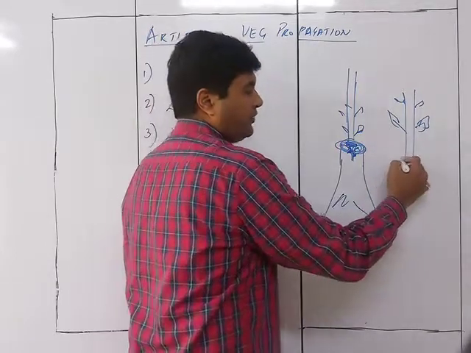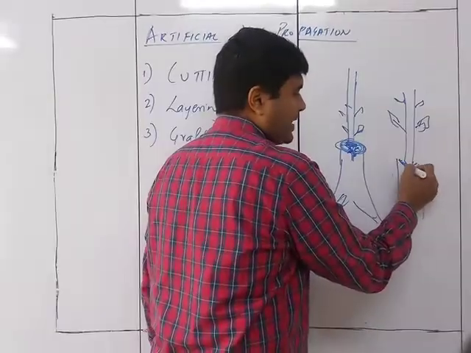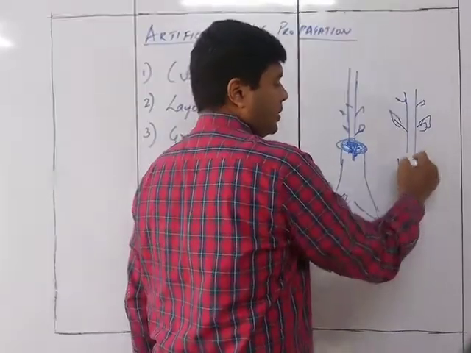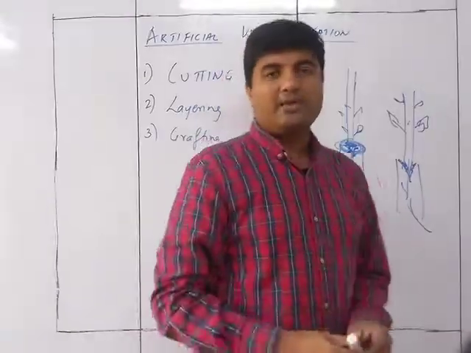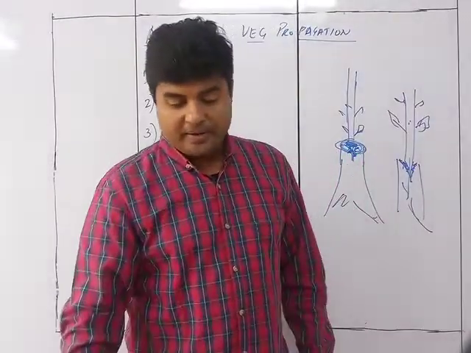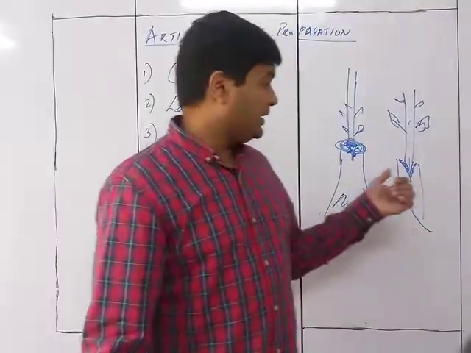So if I take this particular cut over here, this is going to connect with each other automatically, and the water which is coming from the roots is going to enter into this, and the plant is going to survive properly and form into a new plant altogether. So this is how the grafting is done.